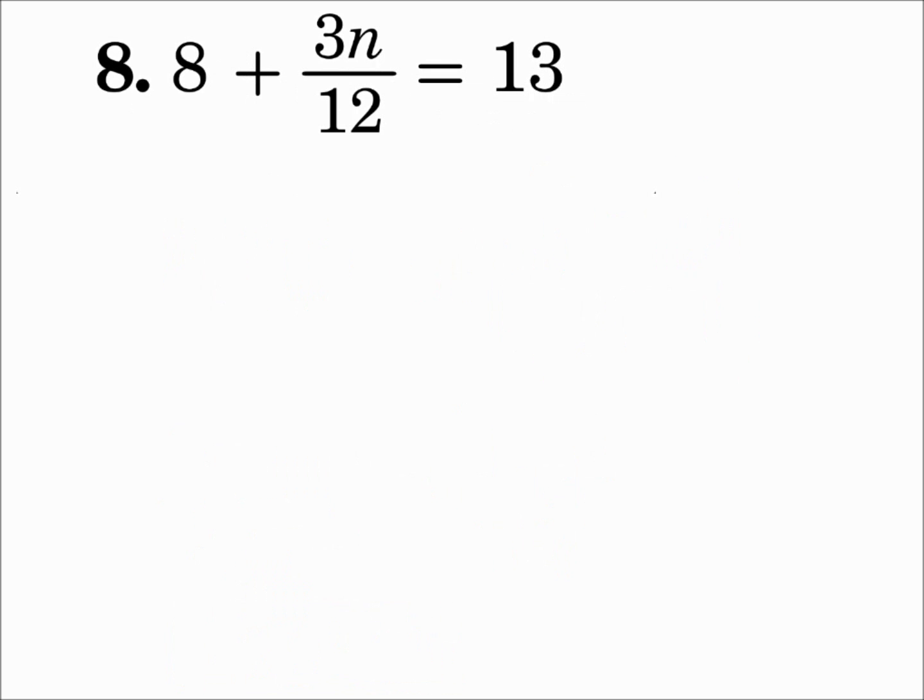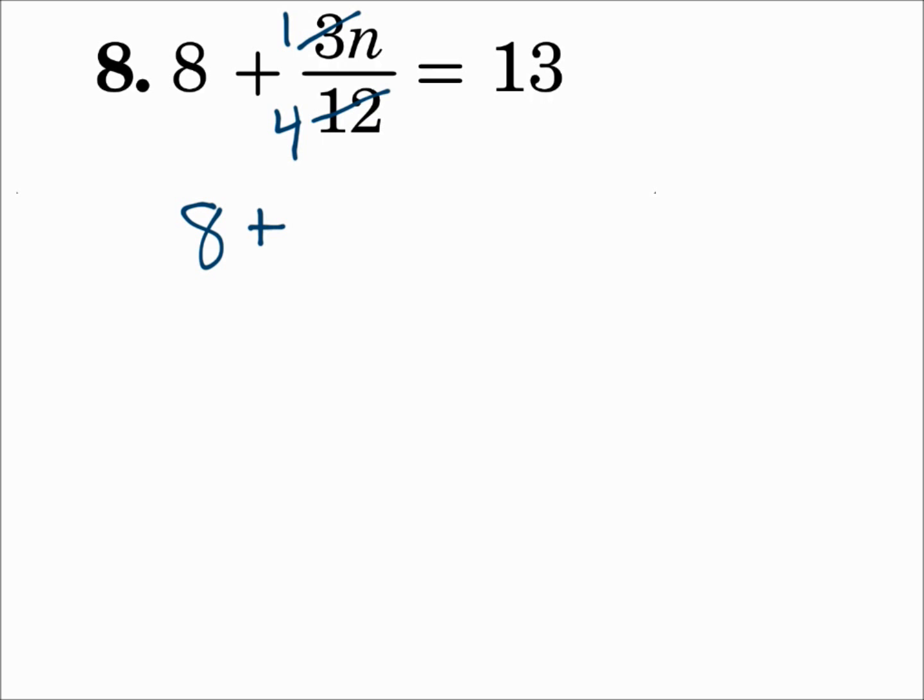Number 8. 8 plus 3n over 12 equals 13. Start with any big ugly fractions. We have a fraction, but it's not really that crazy, so we don't need to multiply both sides by the denominator. But I can reduce that fraction. 3/12 is divisible by 3 on each side of the fraction. 3 becomes 1 and 12 becomes 4.